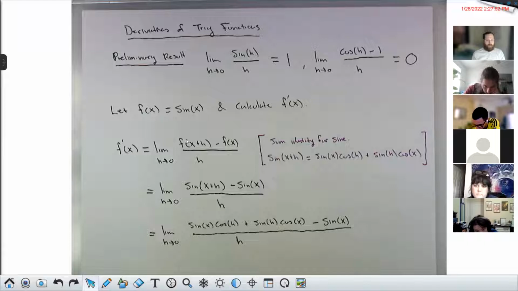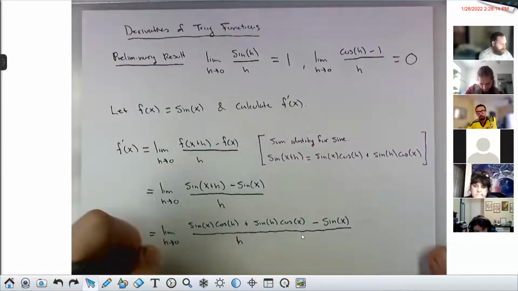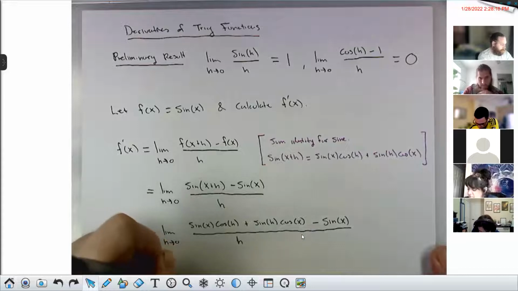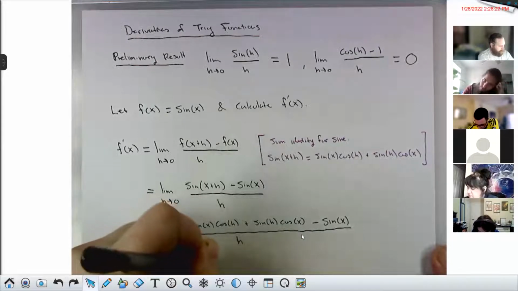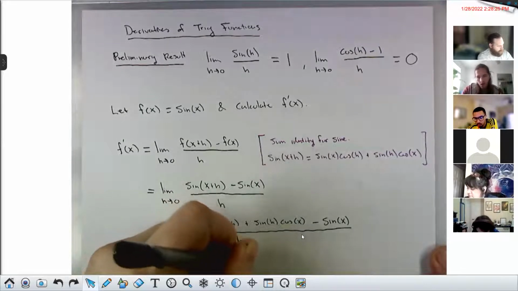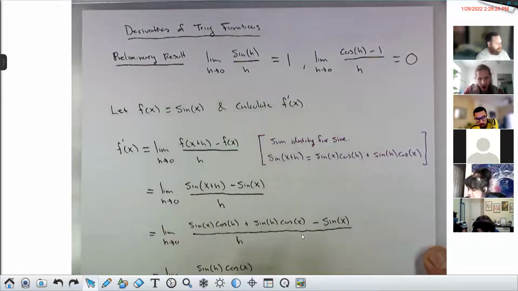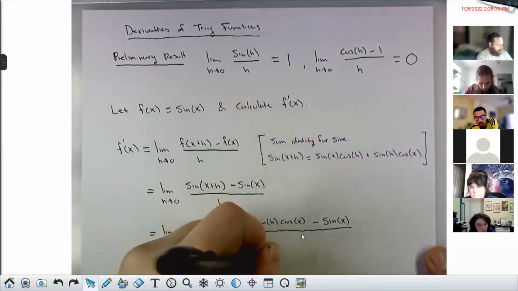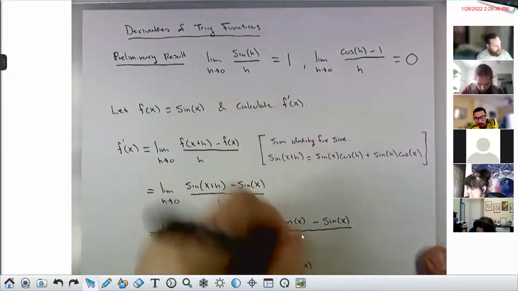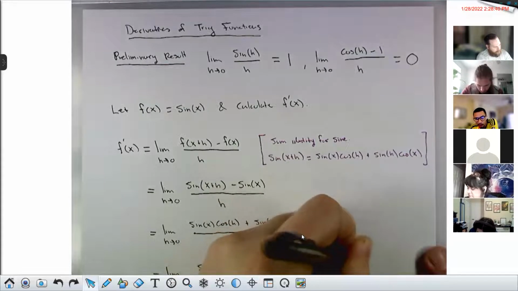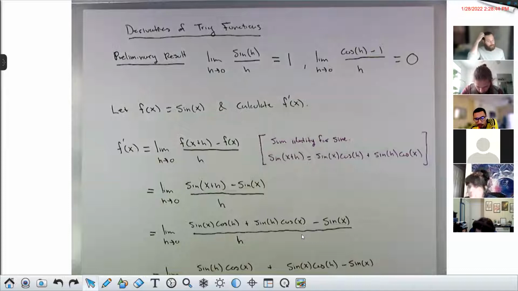Well, what we do from here is group terms together. So I have a sine x cos h here. I don't have any other cosines of h, but I do have another sine of x over here. So I'm going to group those terms together. And then this middle guy, I'm going to group as a single thing. So I'll write the middle term first. That's sine h cos x. And then the other terms here, plus sine x cos h minus sine x. That's my numerator.